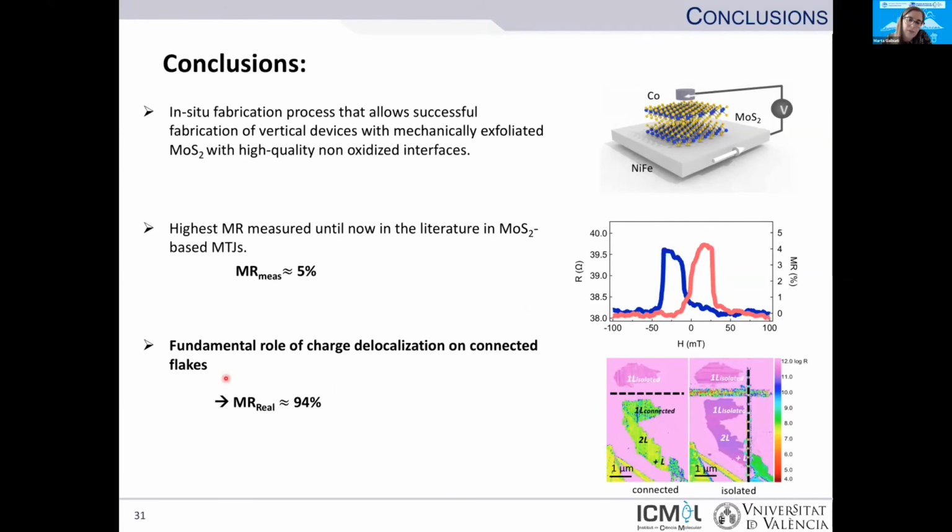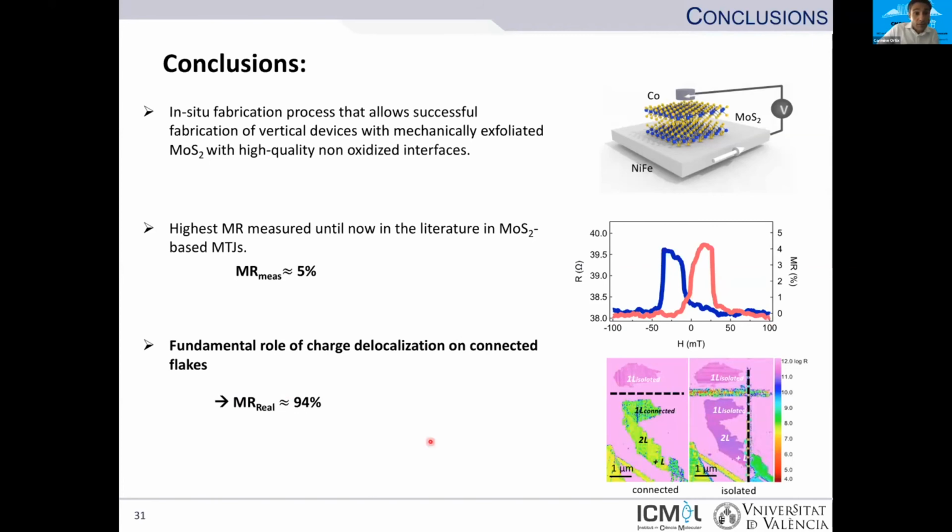But the most important thing here is that we highlighted the fundamental role of the charge delocalization on the connected flakes, and we think this is fundamental, as the real magnetic resistance we could measure in this device could be up to 94% if we didn't have this effect and if we could avoid this effect. So thank you very much for your attention.